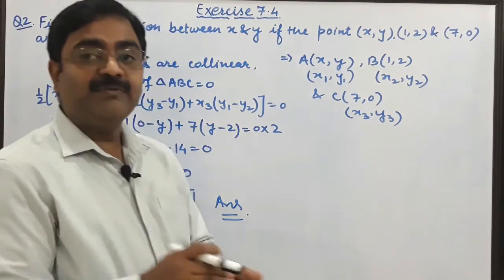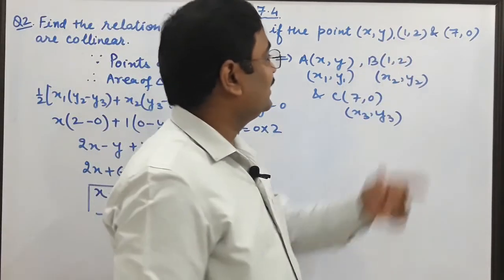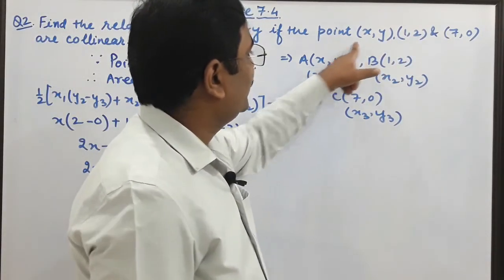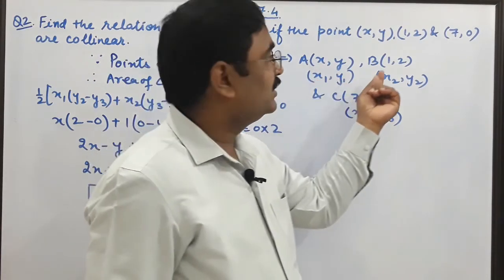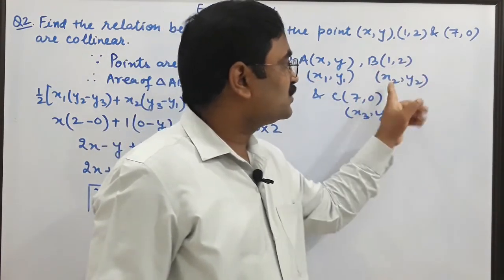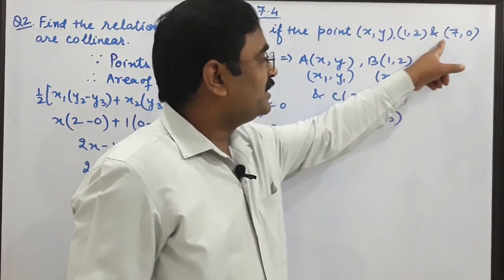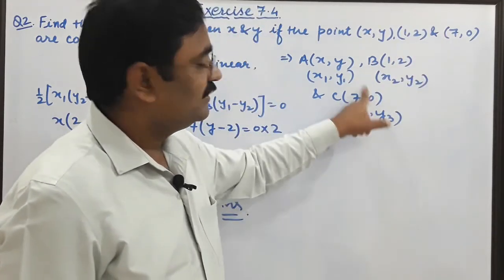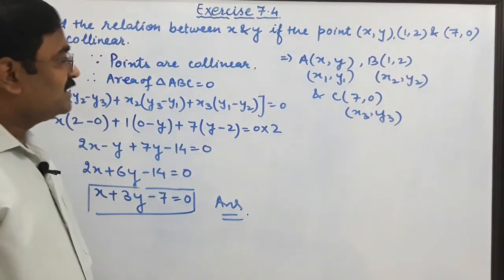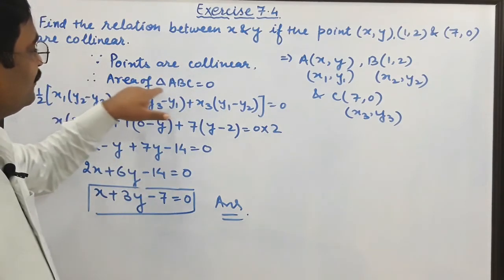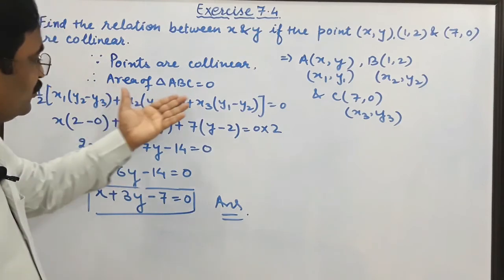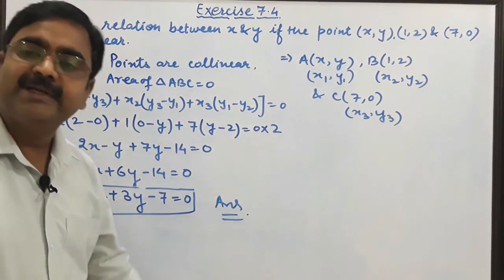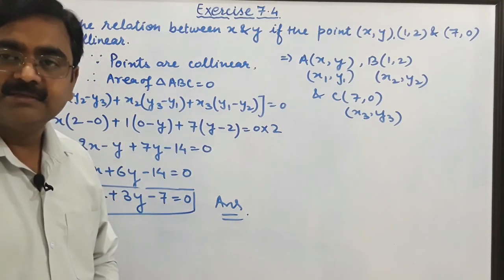So in this, as these 3 points are given, this is point A, which is (x, y), say x1 y1, this is point B, which is (1, 2), say x2 y2, and point C is (7, 0), which is x3 y3. As the points are collinear, the area formed by this triangle ABC is equals to 0. Now substitute in the formula of area, and we will get the relation between x and y very easily.